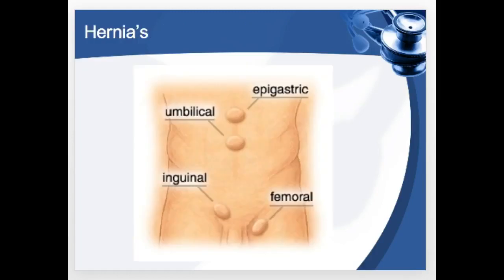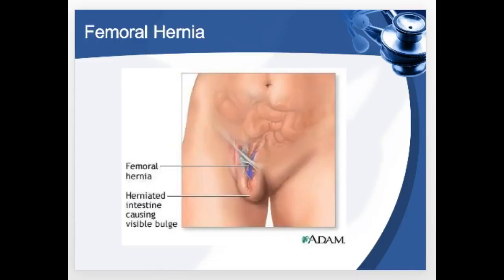But here are the different areas that hernias are commonly associated with. So epigastric or ventral hernias, umbilical hernias, and then you can get inguinal and femoral hernias as well. And I think we may talk about those now, but we might talk about those when we talk about the genitourinary system for men. I don't know, I guess we talk about them now.